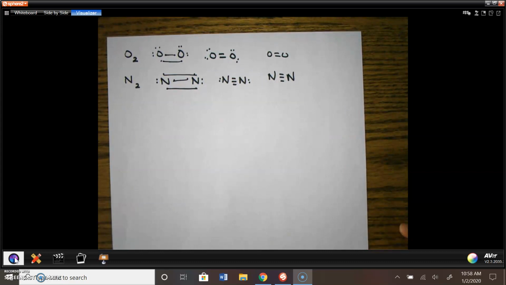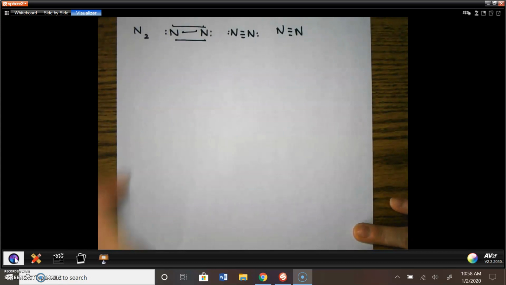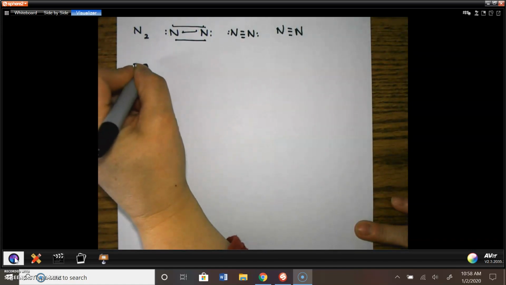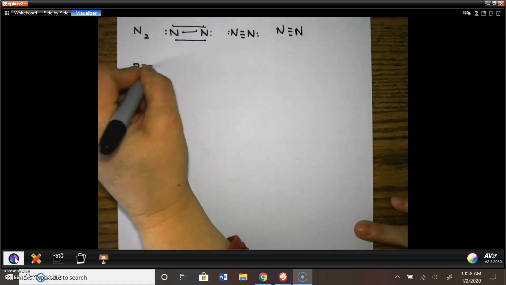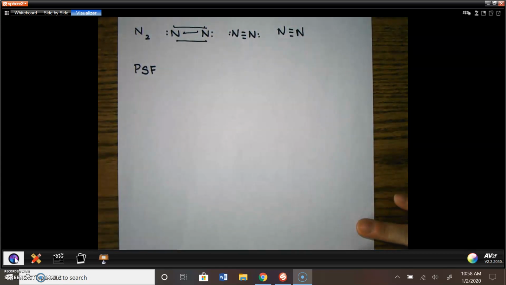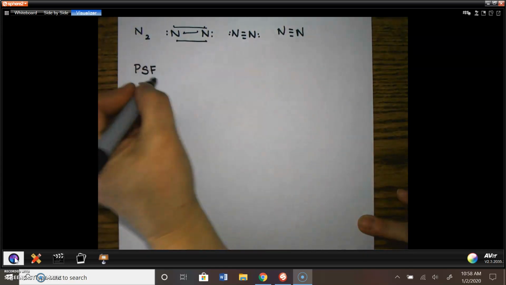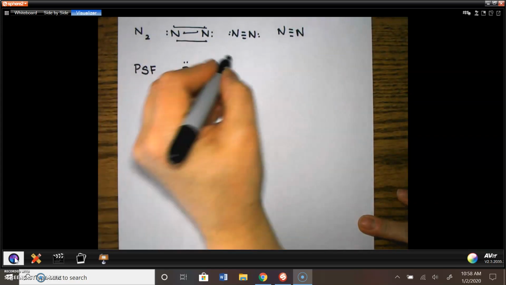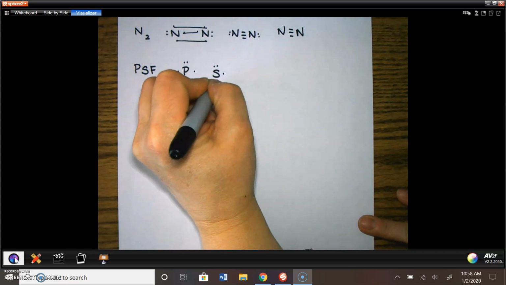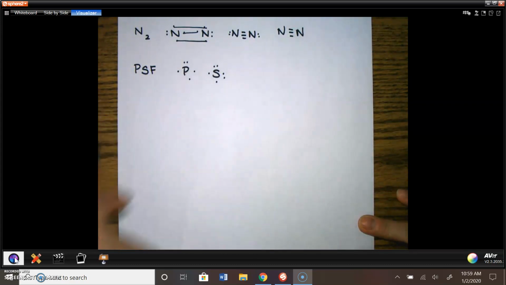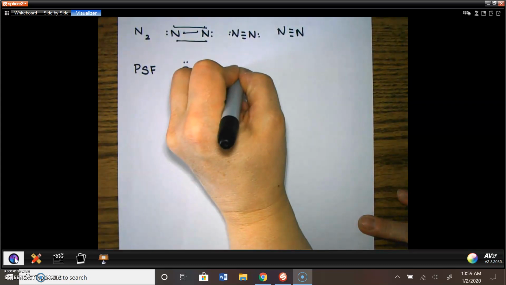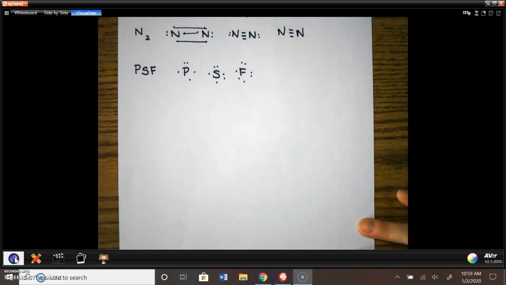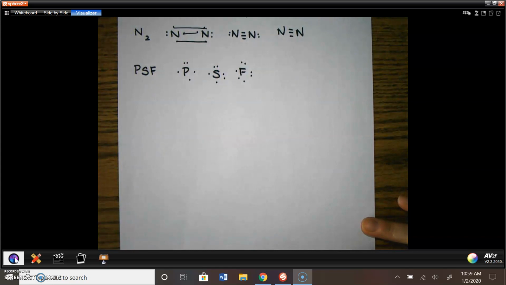So let's take a look at something a little more challenging. How about PSF? All right, what's the formula for PSF going to be? Well, phosphorus, like nitrogen, has 5 electrons. Sulfur, like oxygen, has 6 electrons. Fluorine has 7. So if we think about our rules, what's going to happen?